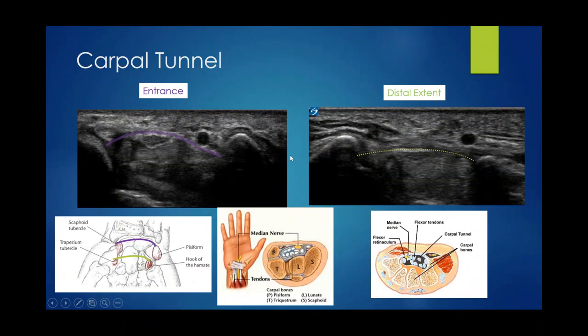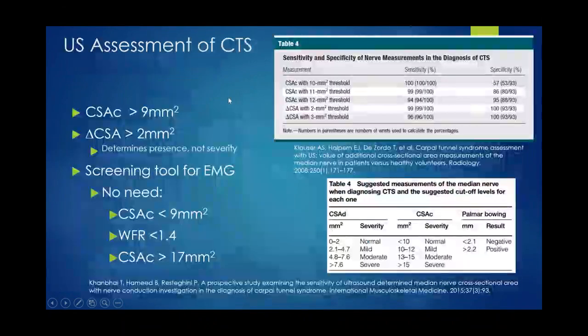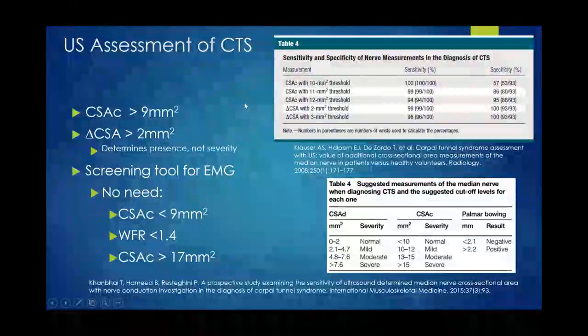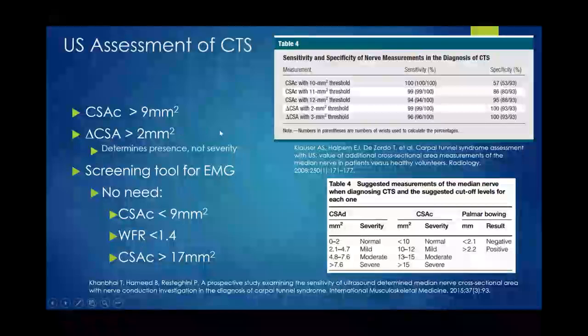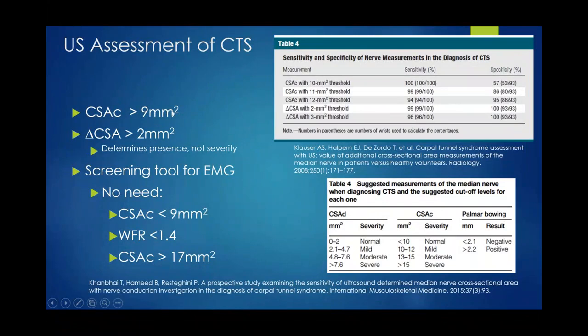Typically with ultrasound, we're asked to look at the carpal tunnel to see if someone has carpal tunnel syndrome. There's a variety of studies assessing this. Here are some of the common numbers that would be used when assessing for carpal tunnel syndrome. Most often we're looking at the cross-sectional area of the median nerve within the carpal tunnel, as well as different places along the forearm. In general, if the cross-sectional area of the median nerve within the carpal tunnel is greater than 9 square millimeters, they likely have carpal tunnel syndrome or median neuropathy at the wrist.